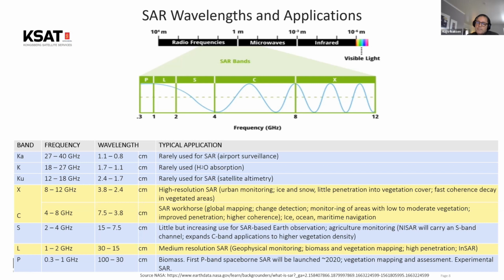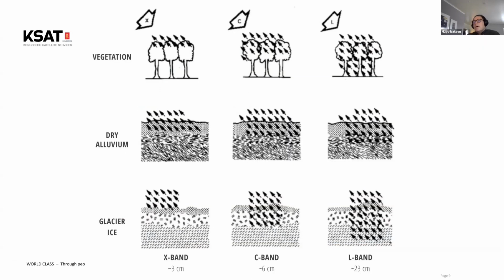L-band is also available on a few satellites. ALOS is one of them. We have more penetration and the coarser resolution. And here are the differences with vegetation, where in X-band you only see the leaves, and you penetrate more and have more biomass on the L-band. The same on the bottom here on a glacier: you can use X-band to have some information about the top snow layer. The C-band penetrates a little bit more, and the L-band can say something more about the ice conditions.